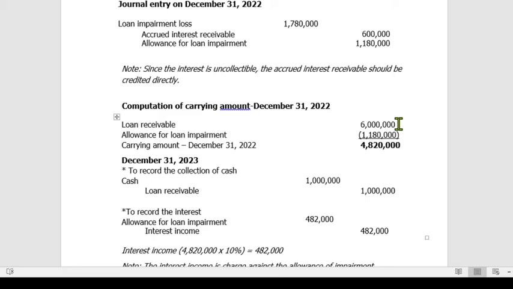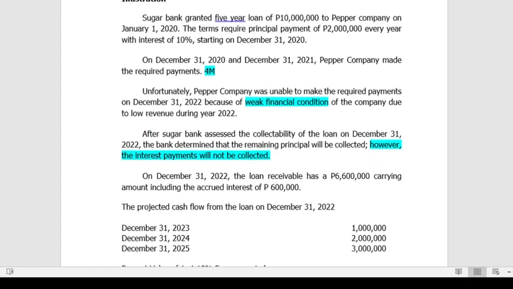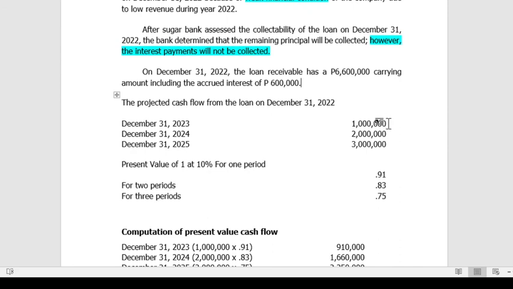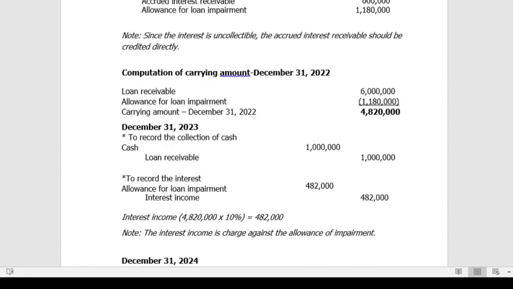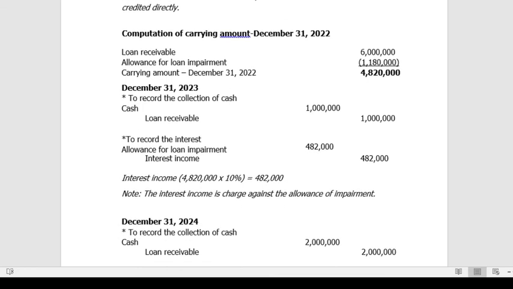To record the collection of cash, December 31, 2023, nakakolect ba dyan? Ano bang sabi? Okay, ito na yon, yung December 31, 2023. Makakakolect ng 1 million. Okay, so how do you recognize it? You debit cash, 1 million. Credit loan receivable, 1 million. To record the interest, you debit allowance for loan impairment, 482,000, and then credit interest income.